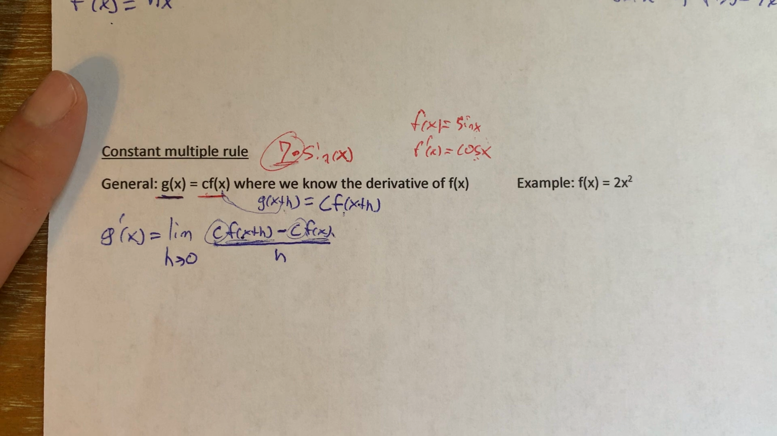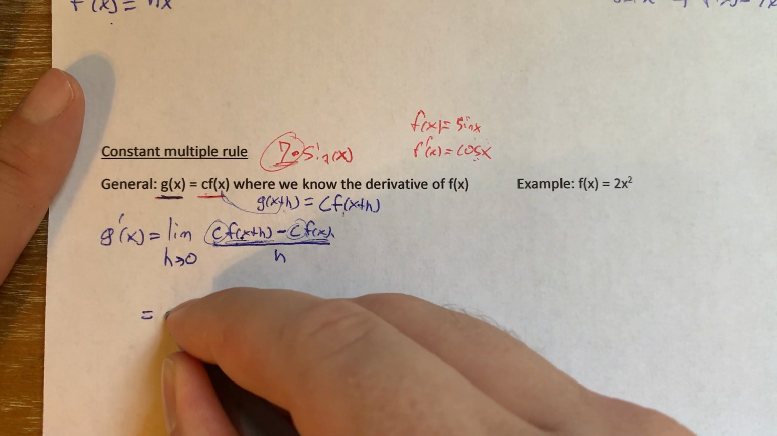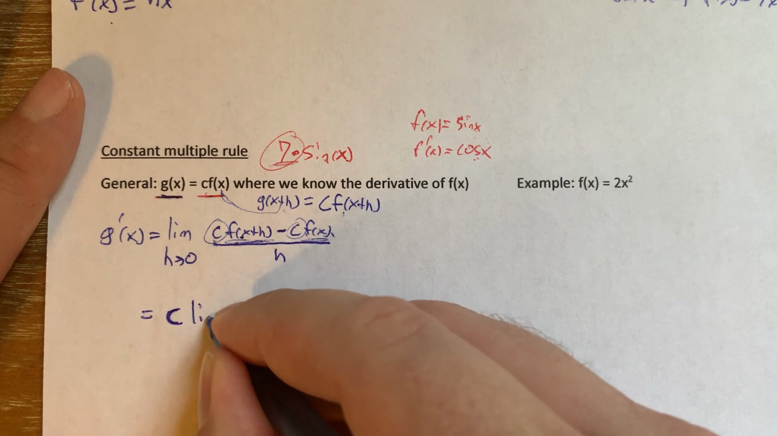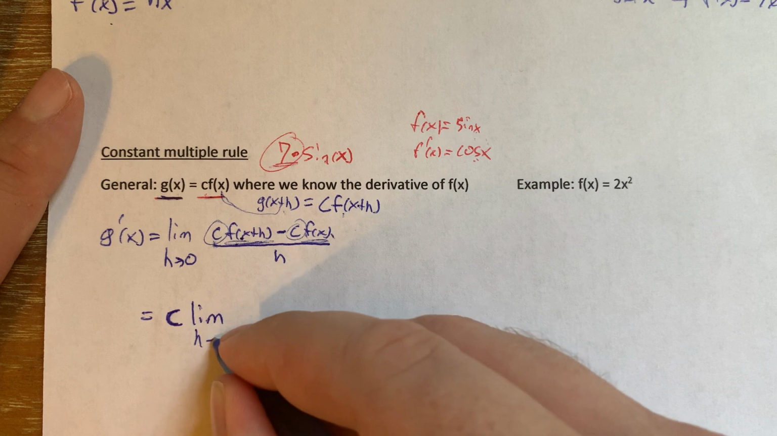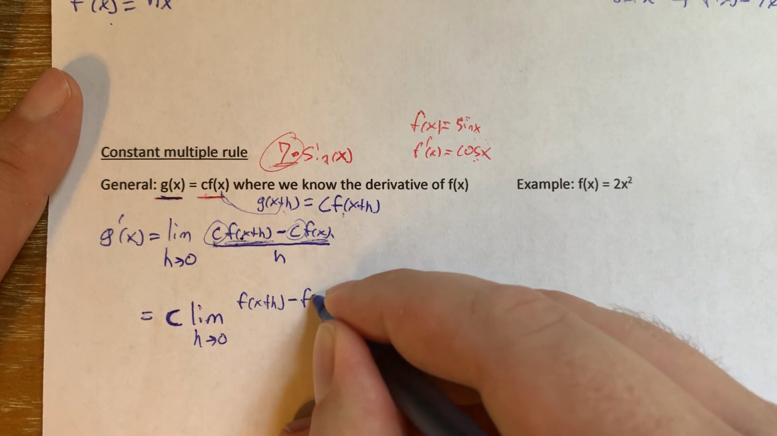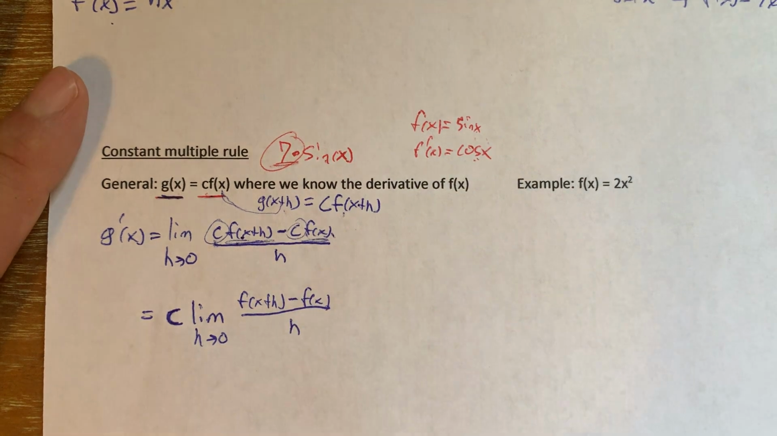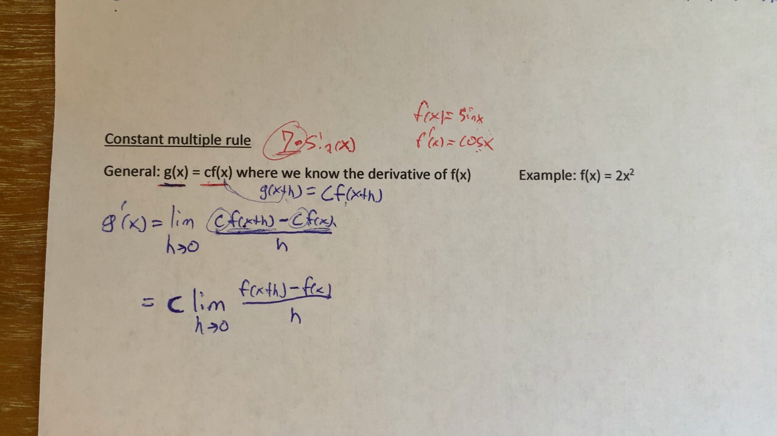And remember, the limit property said if you had a constant multiple, you could pull it outside of the limit. So our limit property says we can pull that c outside of the limit. So c times the limit as h goes to 0 of f of x plus h minus f of x over h. And hopefully you recognize something here. I'll give you a chance to recognize something here. What is this that we see here?